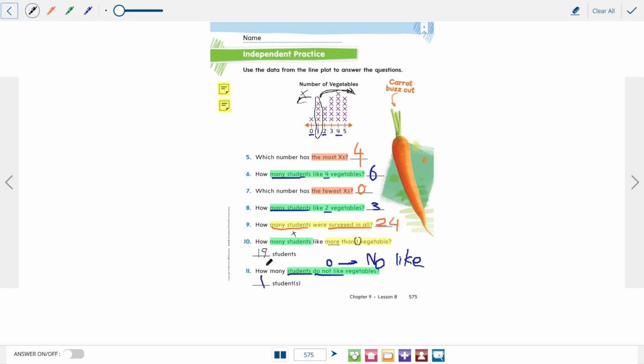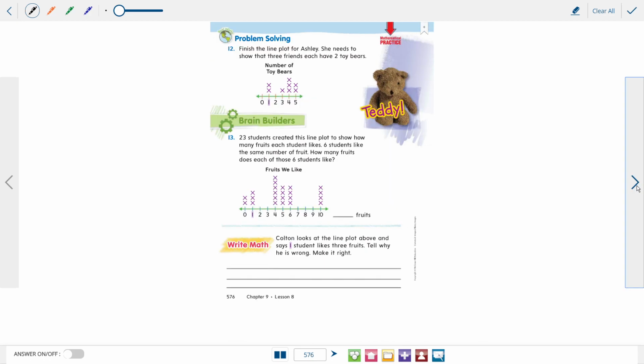Do you see? This is perfect. Let's go to the next page. Yeah, here.